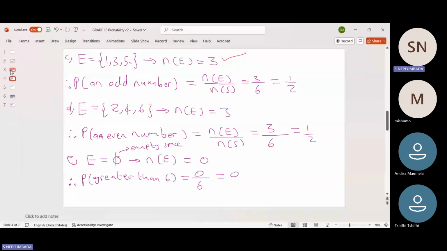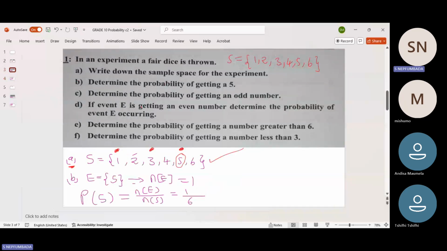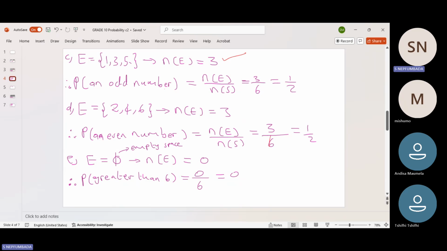They say that if event E is getting an even number, an even number is a multiple of 2: 2, 4, 6, 8, 10. So those are our even numbers. Here we have 2, 4, 6. There are 3. So the probability of getting an even number is 3/6, which is 1/2. It's a half.